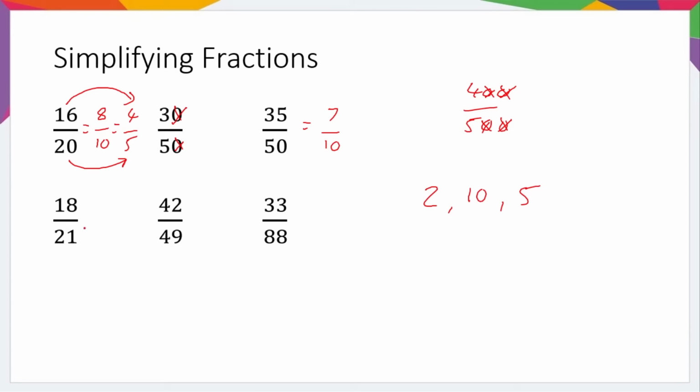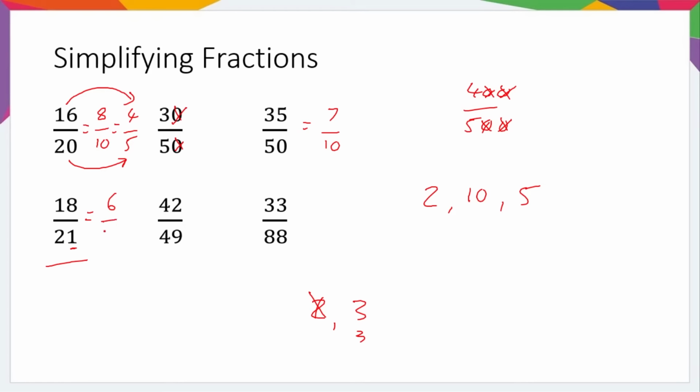Now, if you're looking at the fraction 18 out of 21, it obviously can't be divided by 2 because we have an odd number here. Not divisible by 10 because they don't end in zeros, and they're not divisible by 5, as otherwise they would end in a 5 or a 0. So what are we going to do? If we can't divide by 2, let's try the next number up, which is 3. 3's go into 18 and 3's go into 21. 18 divided by 3 is 6.